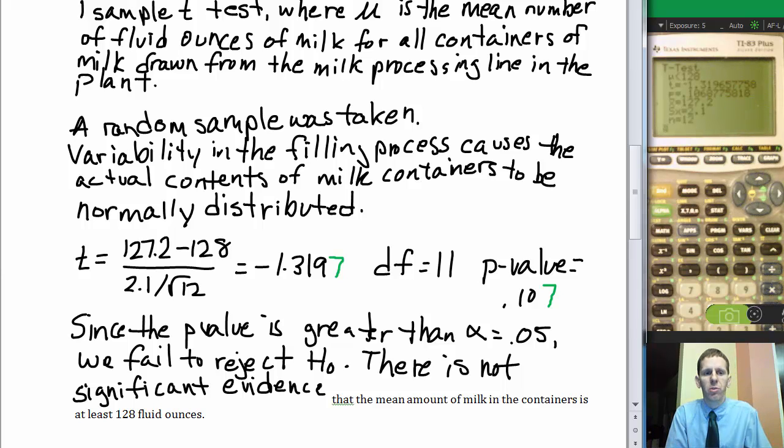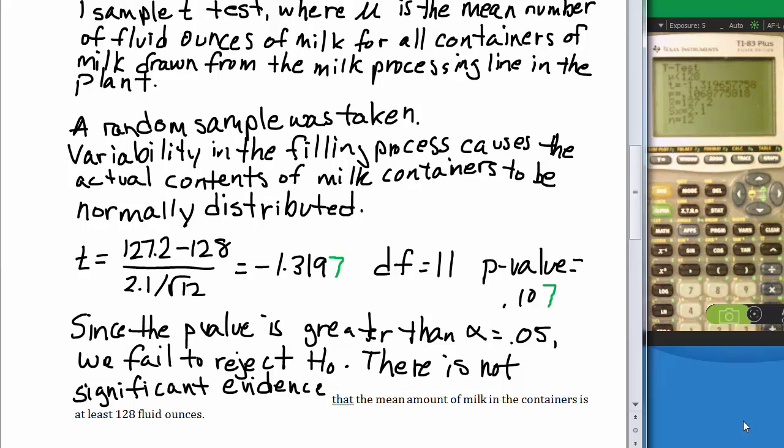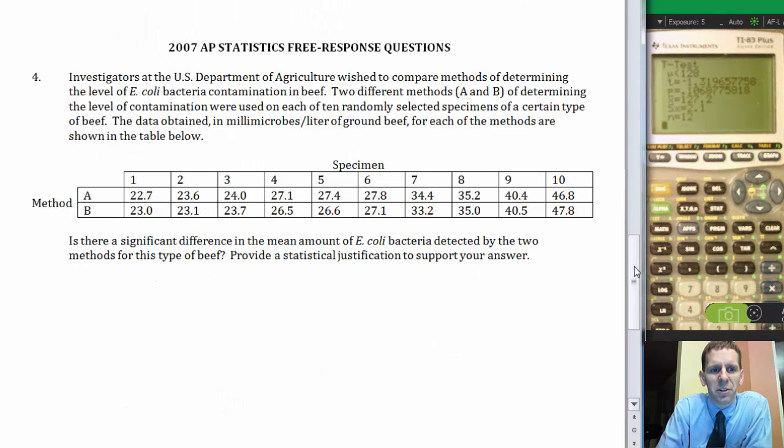See if you can work your way through the 2007 problem as well. Due to technical difficulties, we're not going to have the 2007 problem online. Answers will be provided in class, so check your answers in class for this problem. And this should take you through how to do the 2007 AP problem.